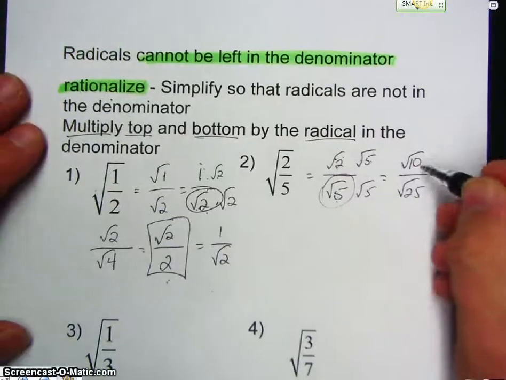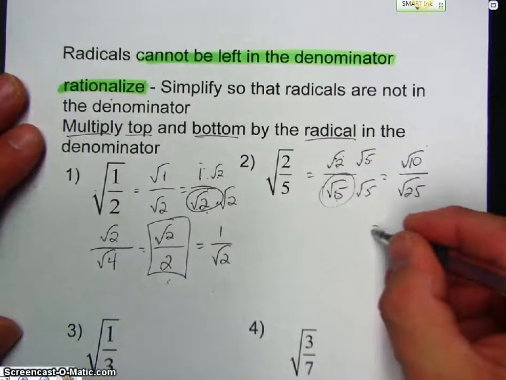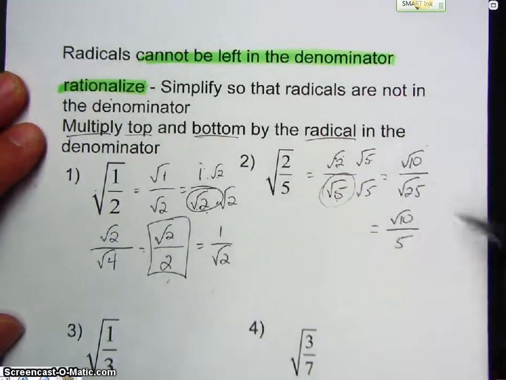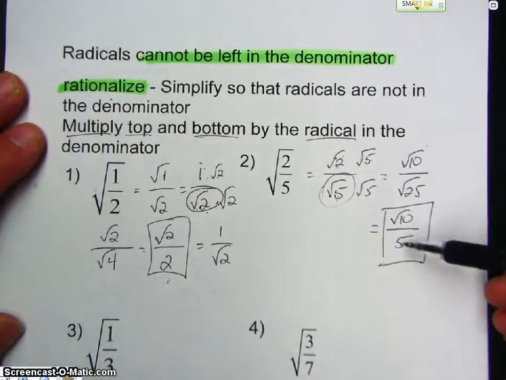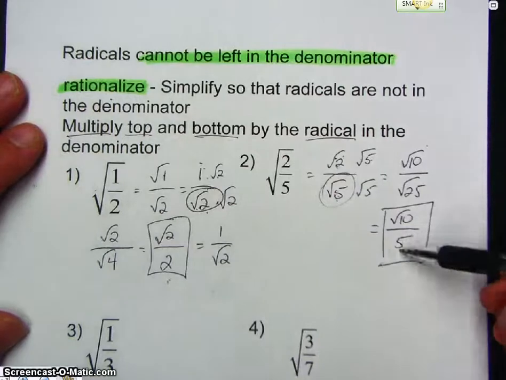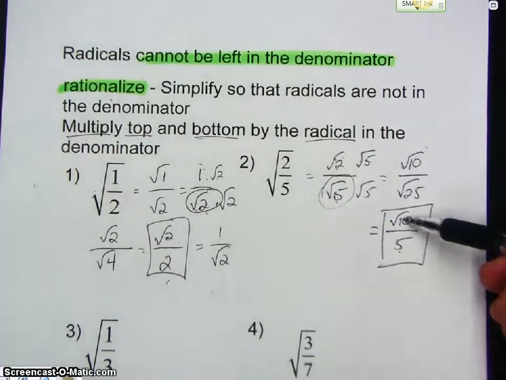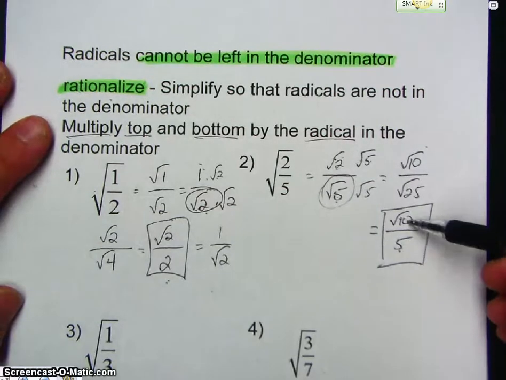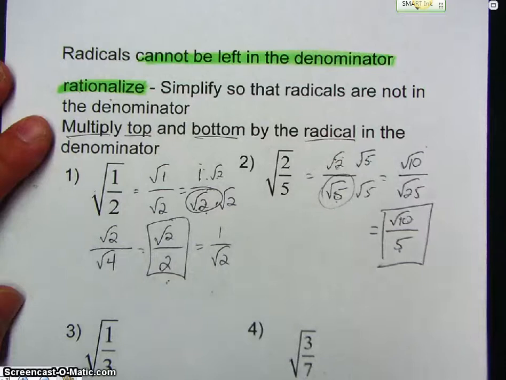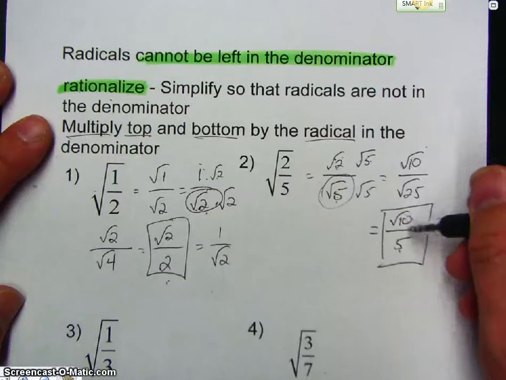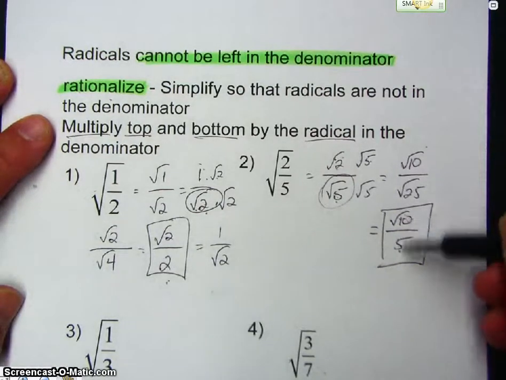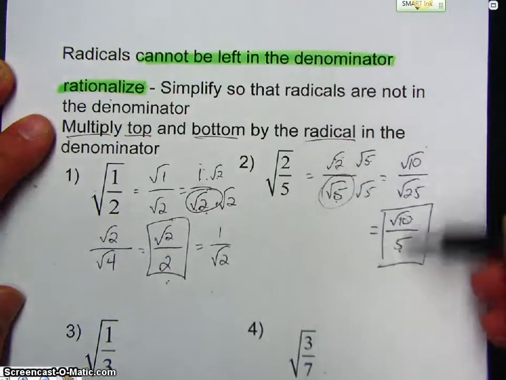And now I simplify again. Square root of 10 cannot be simplified, so we just leave it, and square root of 25 is just 5. I cannot take 10 and divide it by 5, because it is the square root of 10. Do not take this a step further, which some people will; that is a common mistake. You cannot take a square root of 10 and divide it by 5. Both of them must be in the same radical. This is a radical and this is not, so I cannot do anything with these two parts.